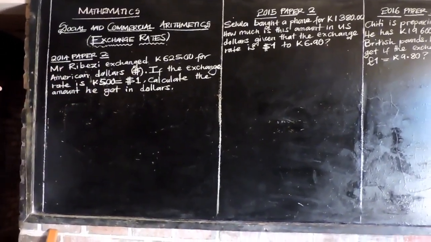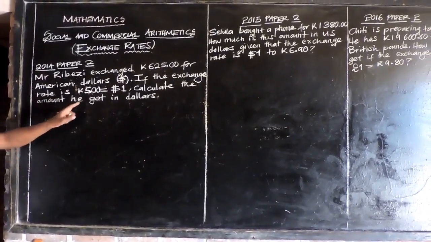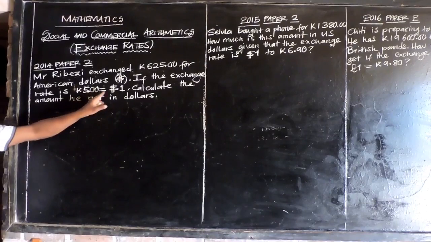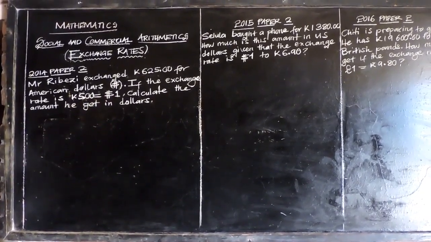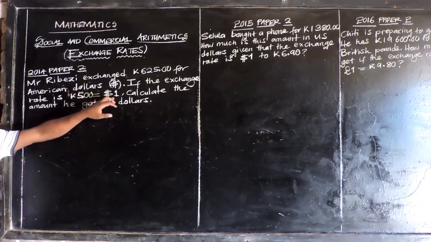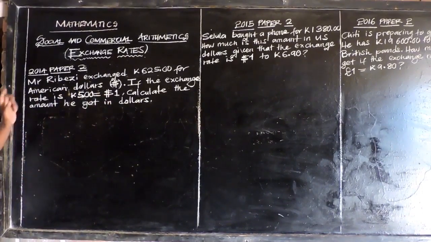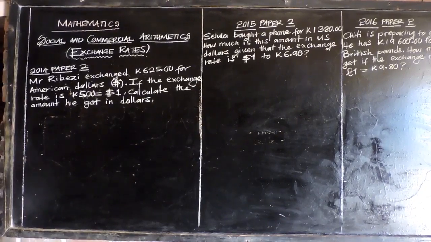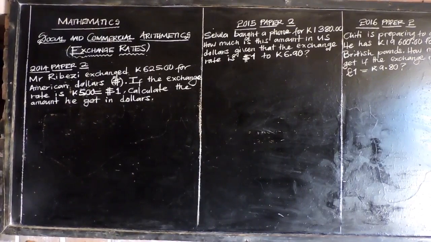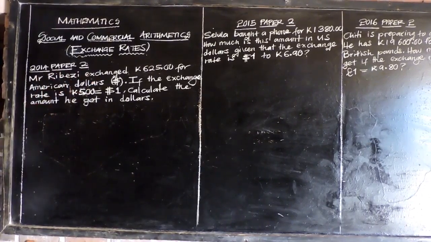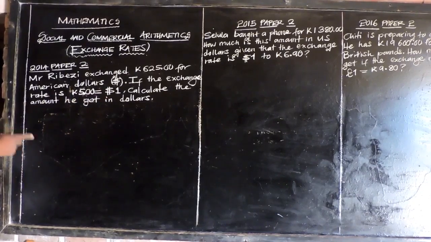Are we together? Now we are told that the exchange rate was 5 kwacha to $1, meaning if someone has 5 kwacha, he or she is going to be given $1. If you have 5 kwacha, you are going to be given $1. Now Mr. Ribezi had 625. So how many dollars is he going to get for 625 kwacha? If 5 kwacha is equal to $1, how many dollars is Mr. Ribezi going to get?